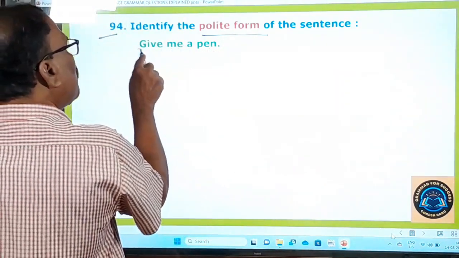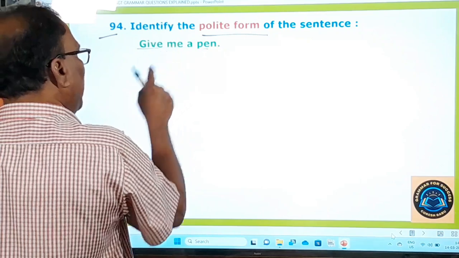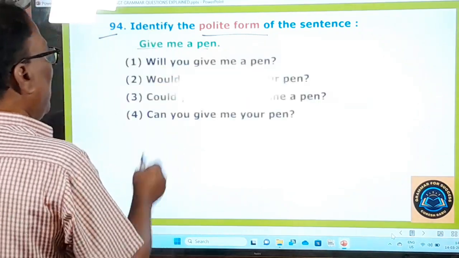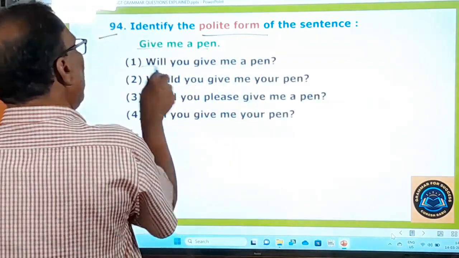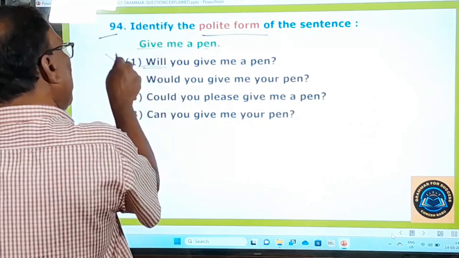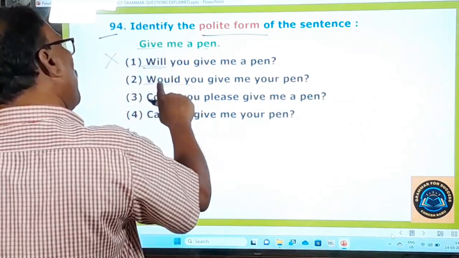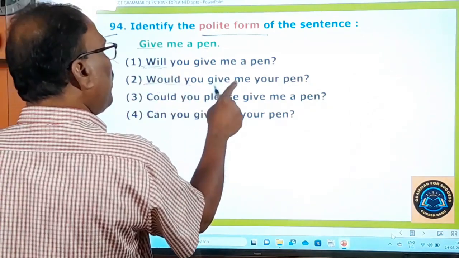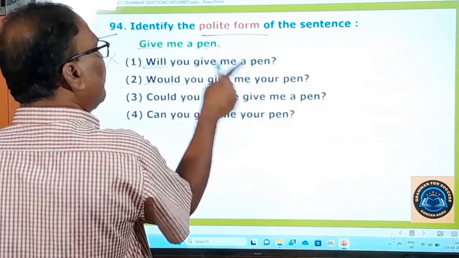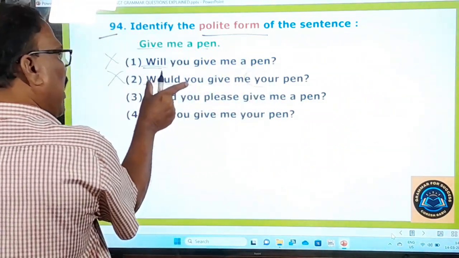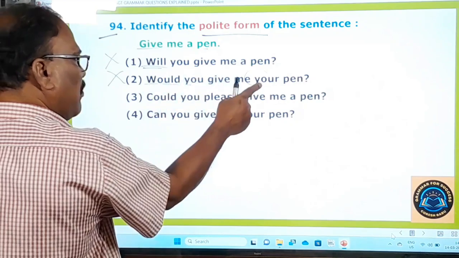So what is the most polite form? Let us look at the options given. "Will you give me a pen?" No. Will is less polite, therefore this is wrong. "Would you give me your pen?" Would is more polite, but here "your" is there, so it's wrong.